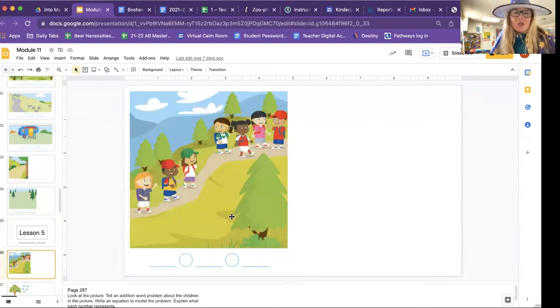So let's look at this picture. You're on page 287. All right. Tell an addition word problem about the children in this picture. Write an equation to model the problem. Explain what each number represents. Okay, so we're going to look at this. It looks to me like there's two different groups in this, right? So let's look. Here's my story.